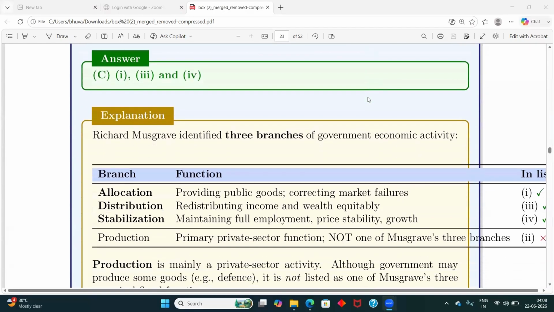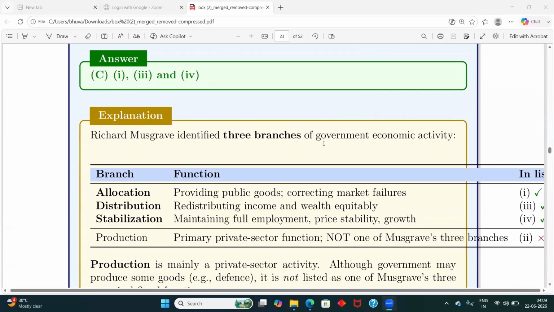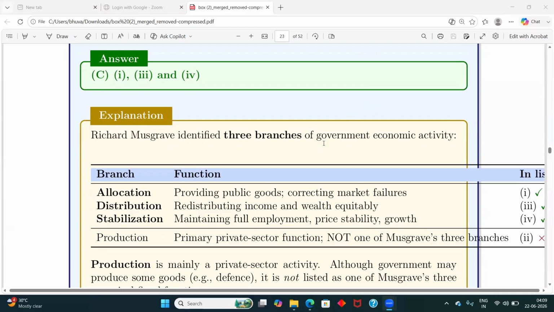Let's see the explanation. Richard Musgrave identified three branches of government economic activity. First is allocation. The function of this is providing public goods and correcting market failures. This is true. Distribution: redistributing income and wealth equitably. This is also true. Stabilization is the function of maintaining full employment, price stability and growth. Also true. The production is the second one.